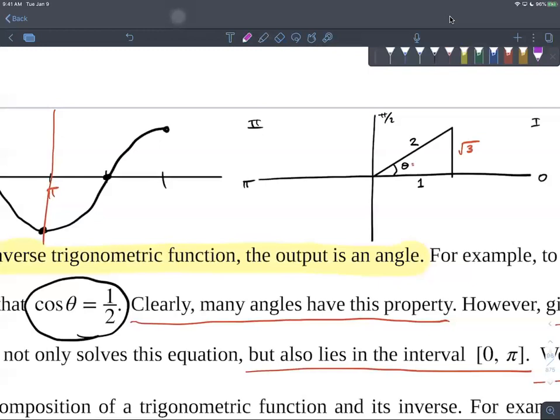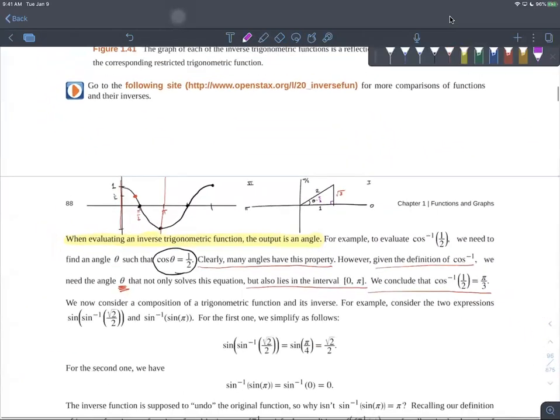This is the 30, 60, 90 triangle. Of course, this is 90 degrees. And this angle here, theta, is pi over 3, or 60 degrees. And that is how they got this answer here. The cosine inverse of 1/2 is the angle whose cosine is 1/2. The angle must be between 0 and pi, and its cosine must be 1/2. The only angle that has that property is pi over 3. All right.